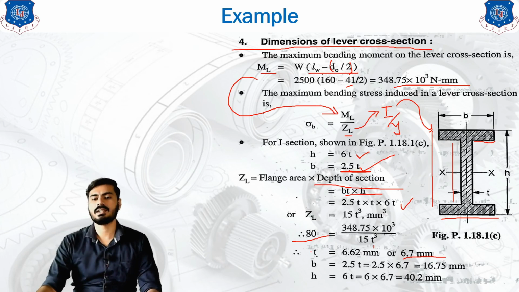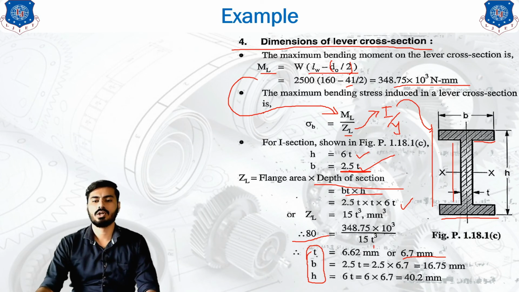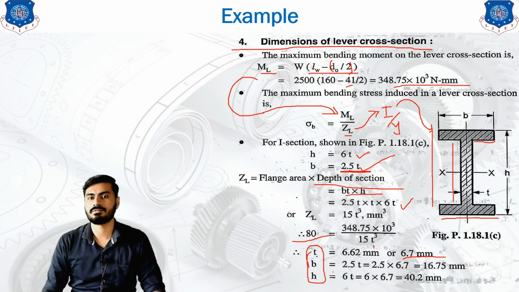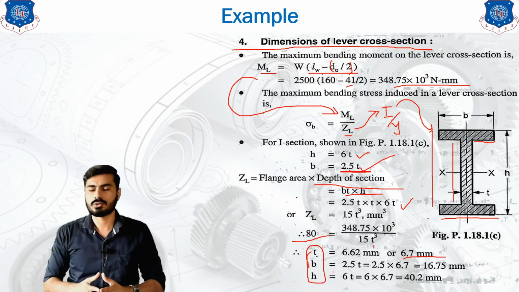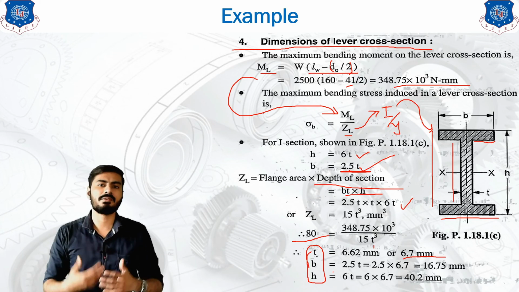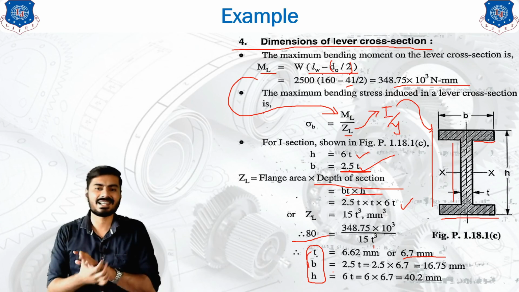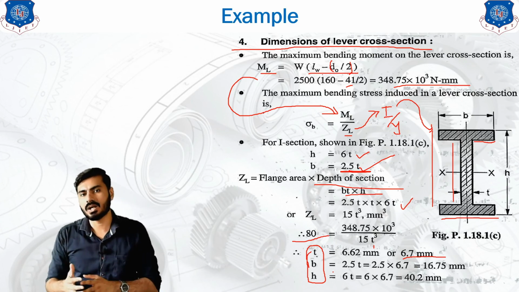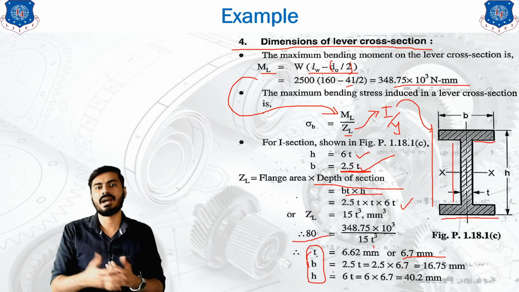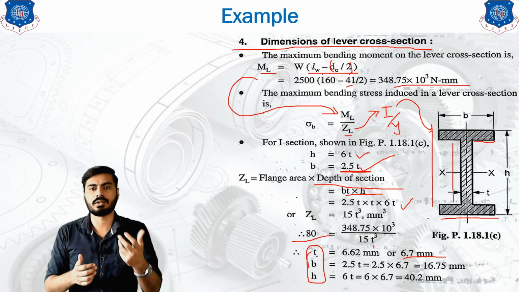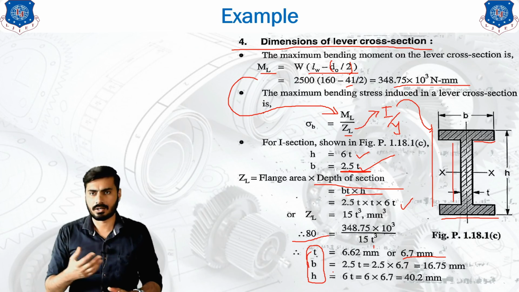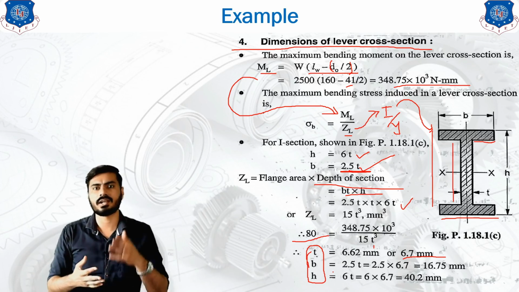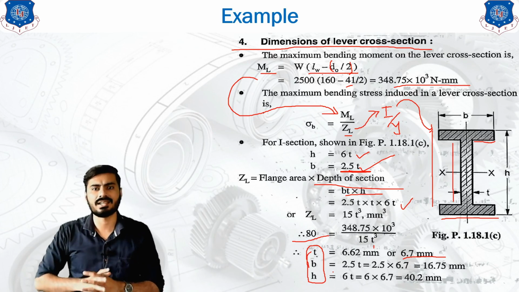Now this T can be utilized to calculate the values of B and H, so that you can find the values of each and every dimension of the cross section. So these are the basic steps by which you can calculate any example of the rocker arm lever. The examples may have some twists and turns to confuse the students, but if you have clear concepts about the rocker arm lever design procedure, then you can solve any example without any hesitation.